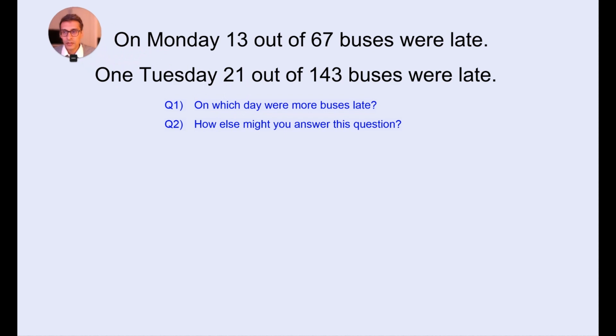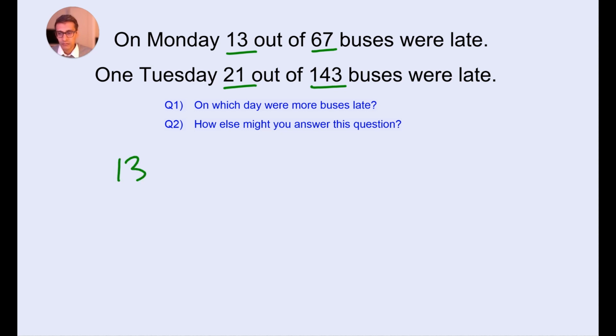So here's an example of a question which is a lot harder without a calculator. 13 out of 67 buses were late on Monday and 21 out of 143 buses were late on Tuesday. So on which day were more buses late? Well, if you look at the absolute number, 21 is more than 13, but actually that's 21 out of a bigger number. So we don't know what the percentage difference was.